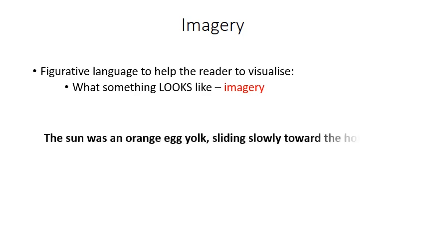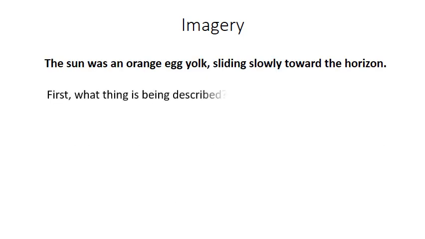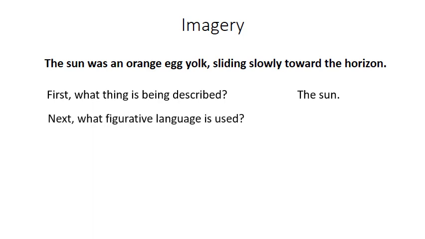What something looks like. The sun was an orange egg yolk sliding slowly towards the horizon. Why has the writer chosen this figurative language? Well, let's analyze it. First, what thing is being described? When we look at the sentence, we can see he's describing the sun. Next, what type of figurative language is used? Well, the sun was an orange egg yolk. This is a metaphor.